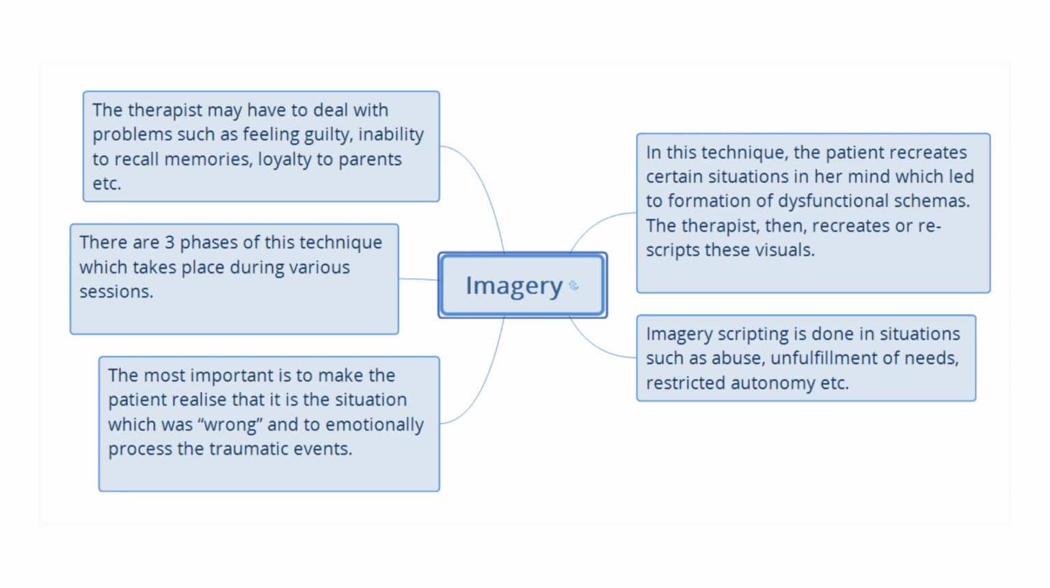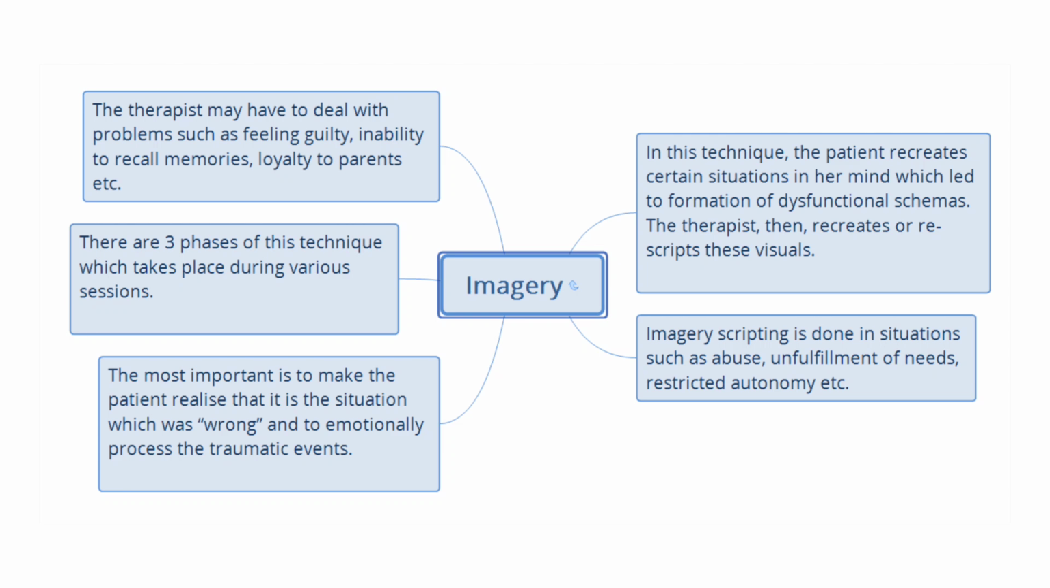The most important goal of this technique is to make the patient understand that it is the situation in which she was raised that was wrong, and not her. This is important because the patient thinks that she is wrong, or that she might have done something wrong to deserve how she was treated. For example, if in childhood the patient's mother criticized her on everything, then she may think that she might have done something wrong and that is why her mother is scolding her.